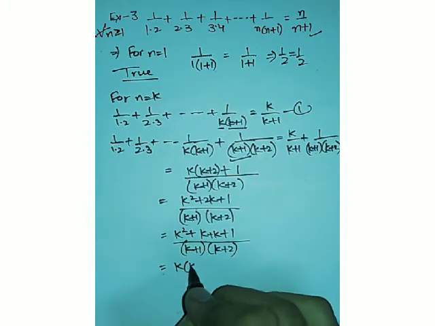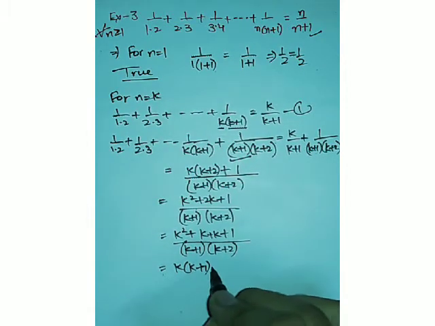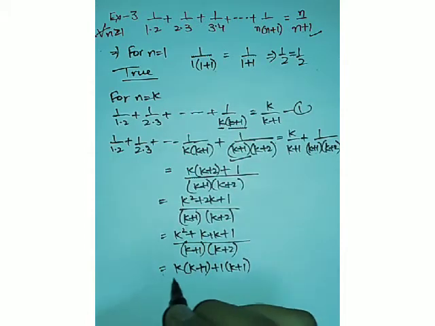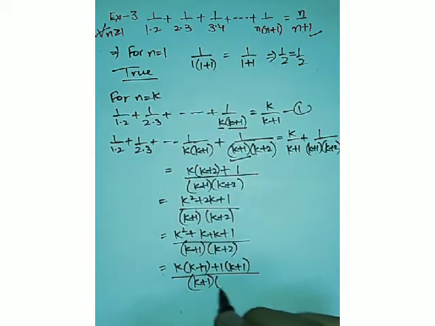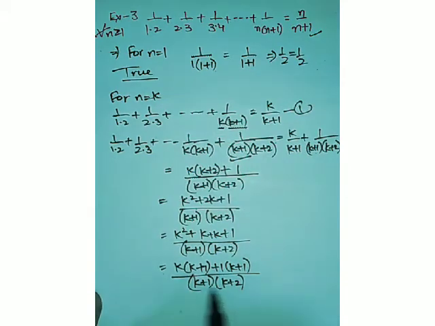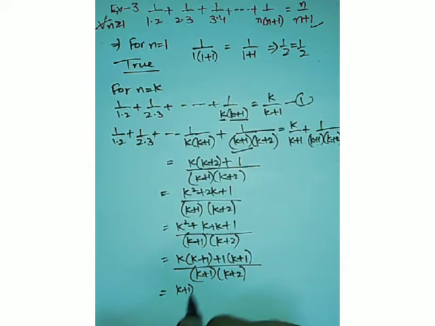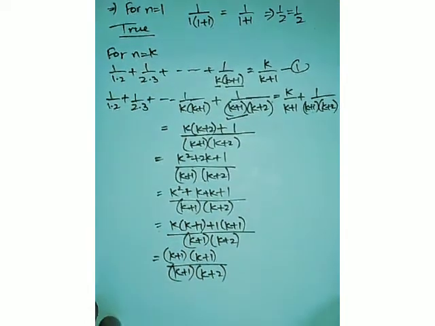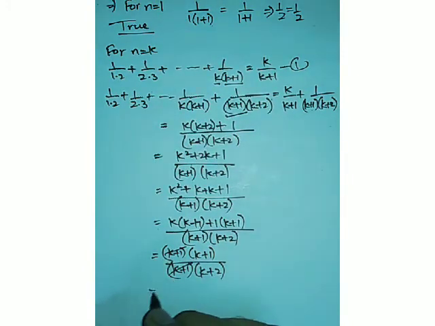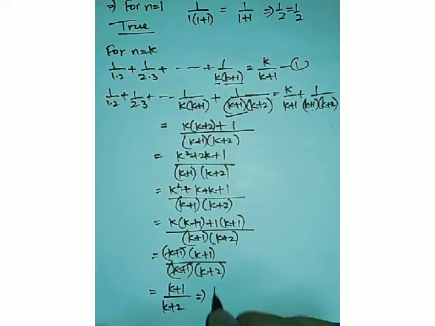So k can be taken out as a common factor from the first two terms. K plus 1 can be taken out as a common factor from the last two terms, and you will get k plus 1, k plus 2 in the denominator. Now you can take k plus 1 again as a common factor. What will you get? K plus 1 multiply k plus 1, the remaining factor, upon k plus 1 multiply k plus 2. So you can cancel the same factors, k plus 1, k plus 1. You will get k plus 1 upon k plus 2, or you can write k plus 1 upon k plus 1 plus 1. This is the desired result, right?